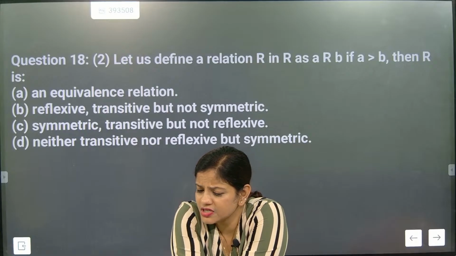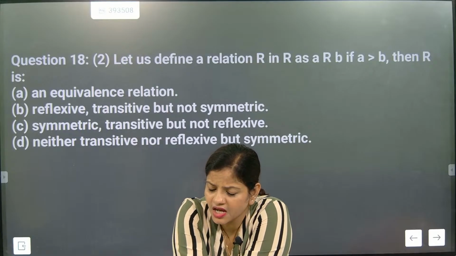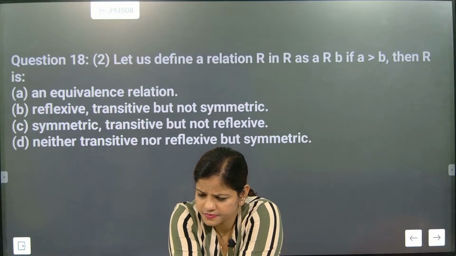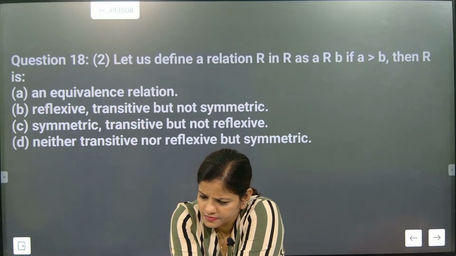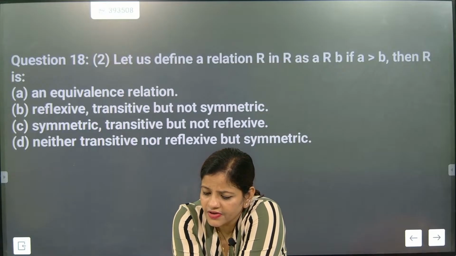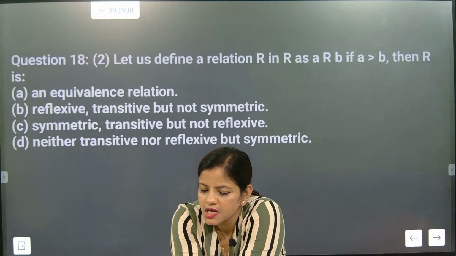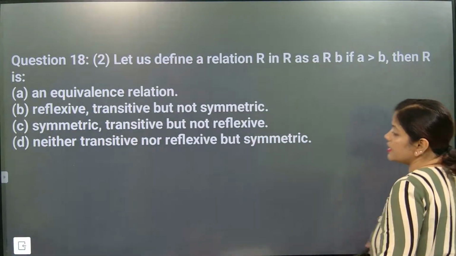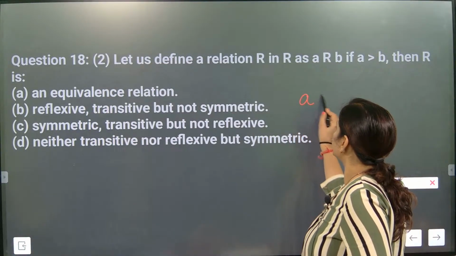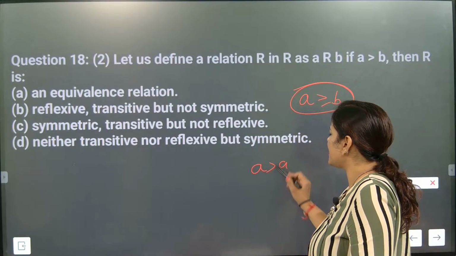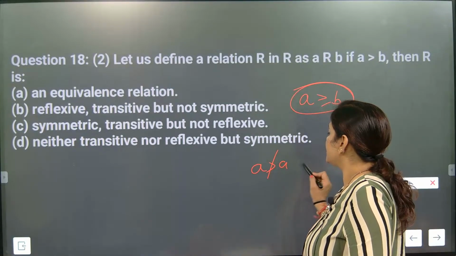Let us define a relation R: a is strictly greater than b, then R is... Think very nicely. I cannot be, if greater-equals might have been there. Now listen. Here one thing is there. If greater-equals had been given, then it would be reflexive. But strictly greater, a number can never be strictly greater than itself. So it is not reflexive.